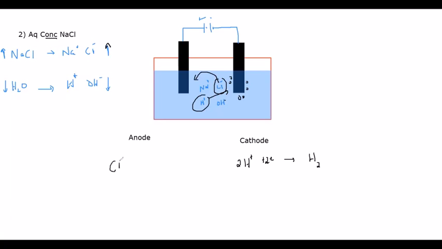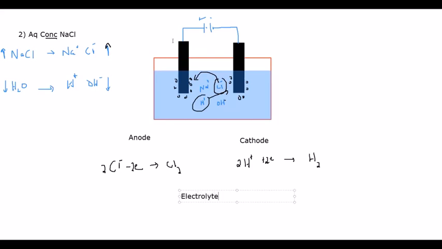When a chloride ion loses one electron, it changes into a chlorine atom. So when two chloride ions are there, they will lose two electrons and form chlorine gas. Chlorine gas is a yellowish-green gas, so you will observe a yellowish-green gas, or you can mention bubbles. So we'll observe bubbles at the anode and bubbles at the cathode. What happened to the electrolyte?